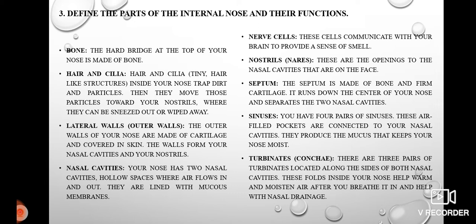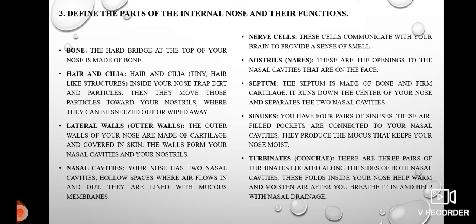And we have also the septum. The septum is made of bone and firm cartilages. It runs down the center of your nose and separates the two nasal cavities. So itong septum, parang ito yung daanan na dalawang passageway na pinaghihiwalay ang dalawang nasal cavities.